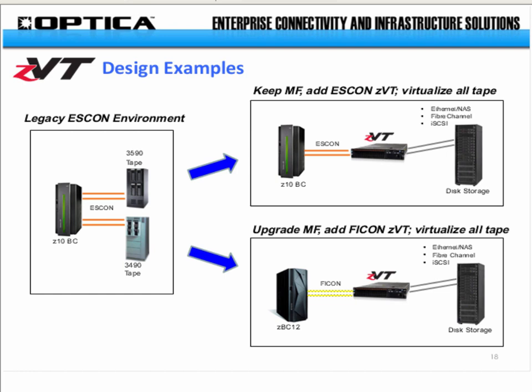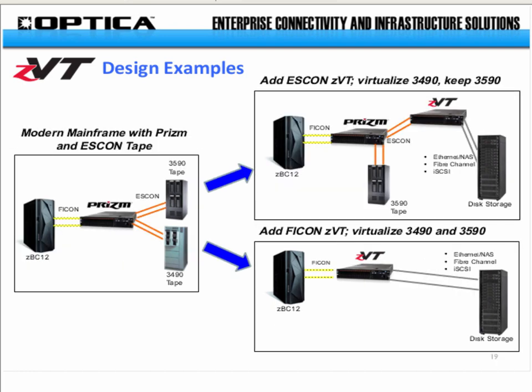Sure. Basically, we're just showing that if you have 3590 or 3490 on ESCON channels, you can just drop a zVT in, connect up to your ESCON channels, and emulate those same devices with storage. You can also upgrade to FICON. If you got a new mainframe, then more than likely you would want to use FICON to upgrade to virtual tape and replace those drives. We support both, so that's basically it on that one.